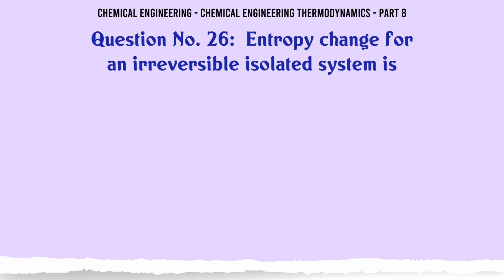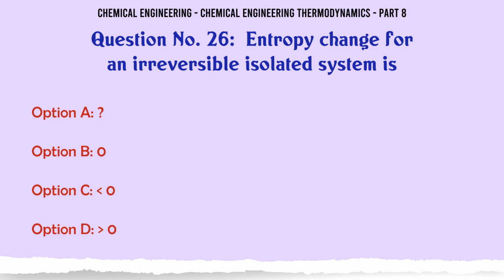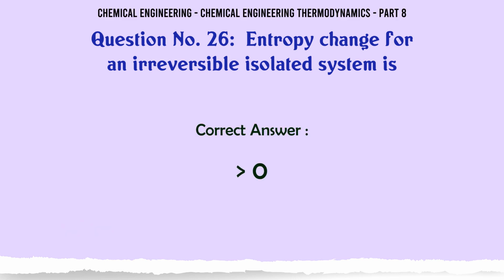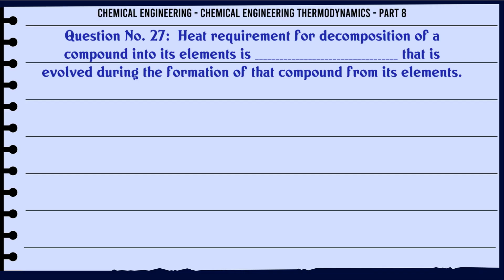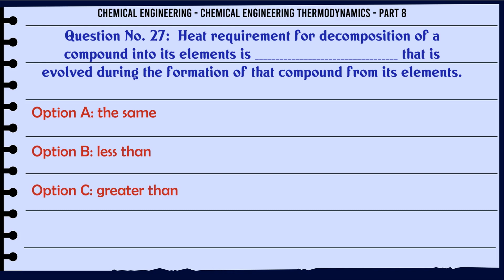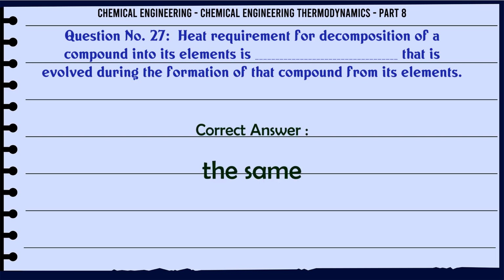Entropy change for an irreversible isolated system is: A. <0, B. 0, C. >0, D. ≠0. The correct answer is 0. Heat requirement for decomposition of a compound into its elements is that evolved during the formation of that compound from its elements: A. the same, B. less than, C. greater than, D. different than. The correct answer is the same.